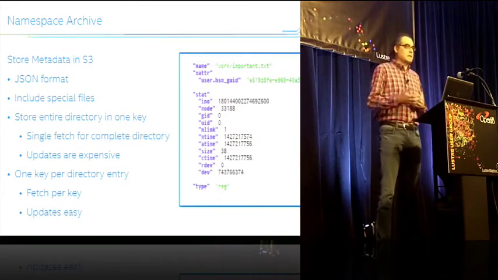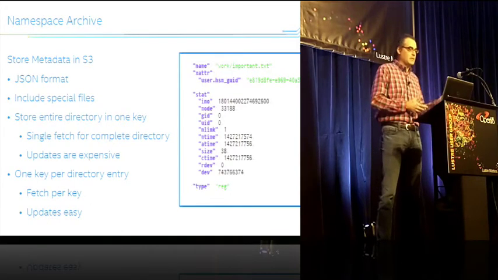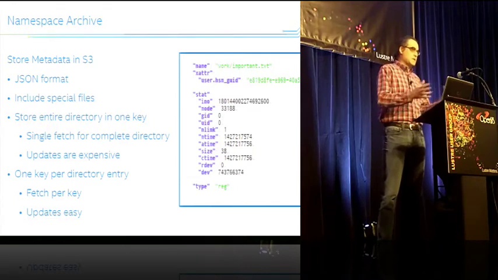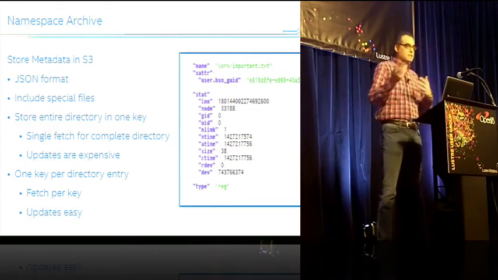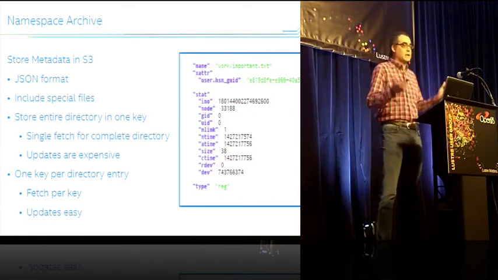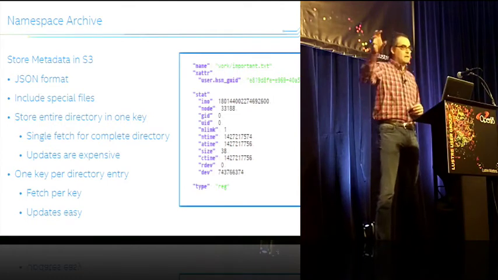Again, I don't want to use the database. I need to archive the metadata somehow. So one idea is to just scan the metadata in a file system and marshal it in some format like JSON or whatever. It doesn't really matter. And then store that on S3.